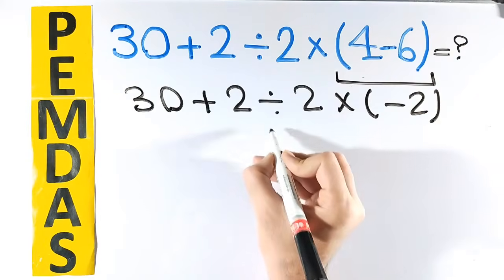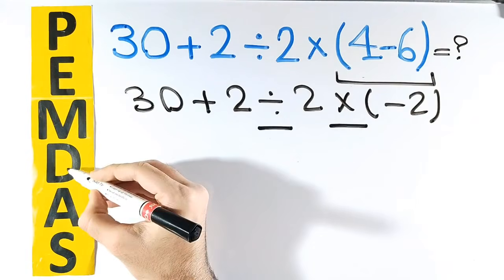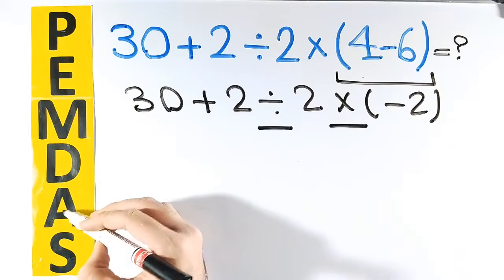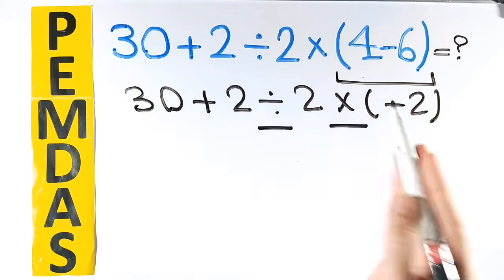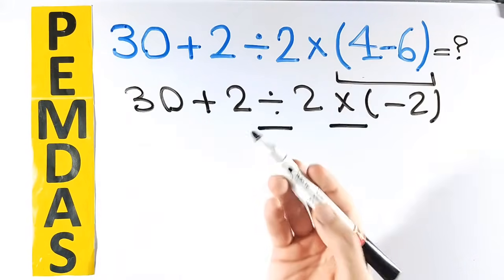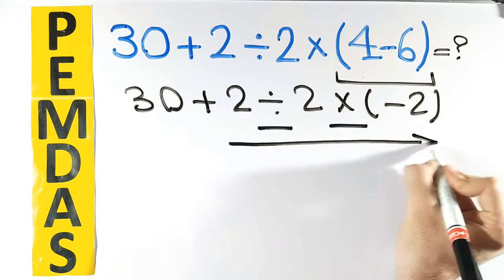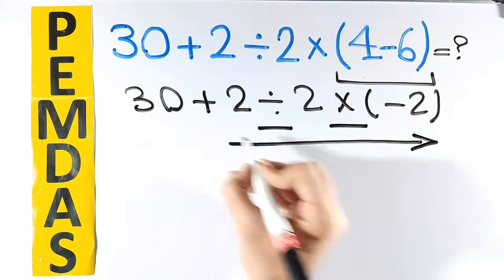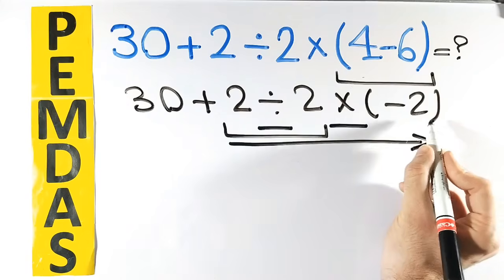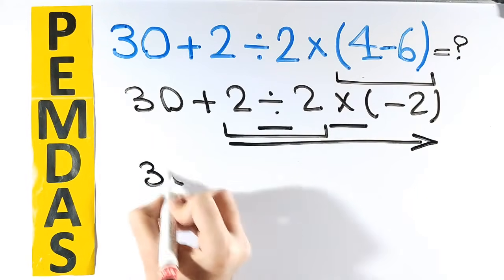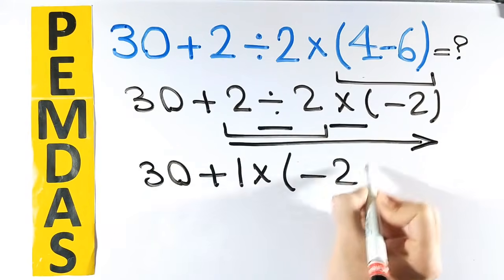In the next step, we move on to the division and multiplication because multiplication and division have a higher priority than addition. However, we must pay close attention that multiplication and division have equal precedence and we must perform these two operations from left to right. So, first we go for the division between 2 and 2, and instead of this expression, we can write 30 plus 1 multiplied by negative 2.